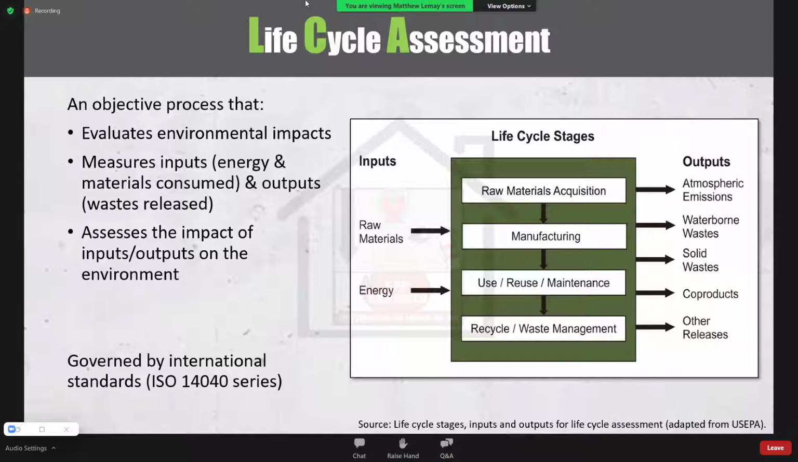These include the acquisition of raw materials, manufacturing, the operations of a building, which include maintenance and repair on the building, and then end-of-life recycling and waste management, recycling the building materials once you've demolished it. The output of an LCA can be thought of as a wide-ranging environmental footprint of a building. It accounts for carbon emissions, waste products, co-products, and other releases. These outputs are then converted into potential environmental impacts based on scientific knowledge of how these outputs affect the planet, ecosystems, and human health.